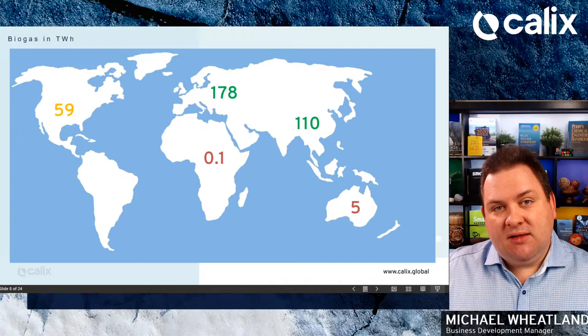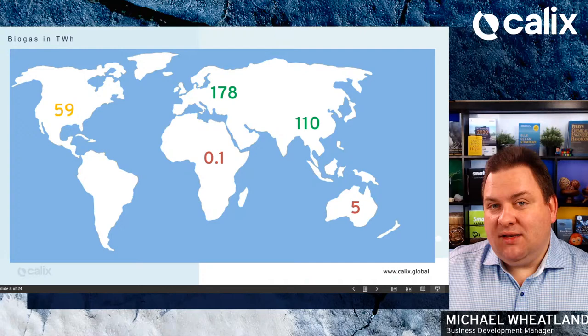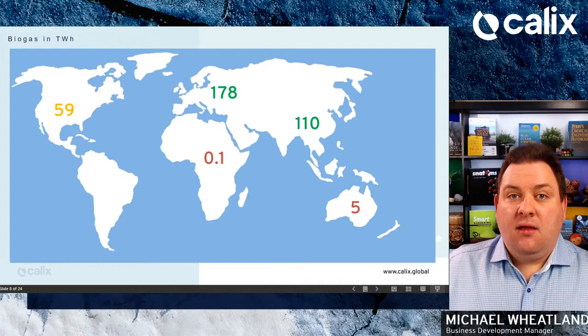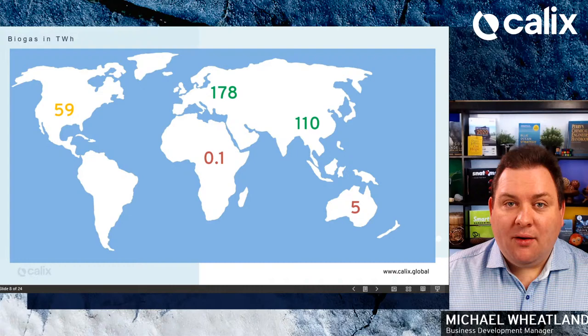So considering we're a pretty significant producer of agriculture and agricultural waste, because we've got so much land, that's a lot of energy that we're just throwing away. So as you can see, Africa's still got a long way to go as well, but all that means is that there's a lot of potential there.